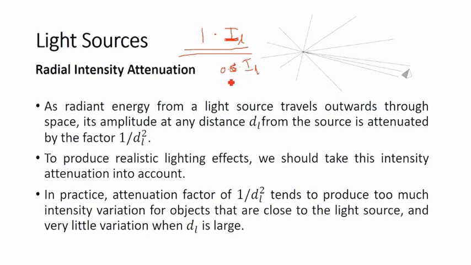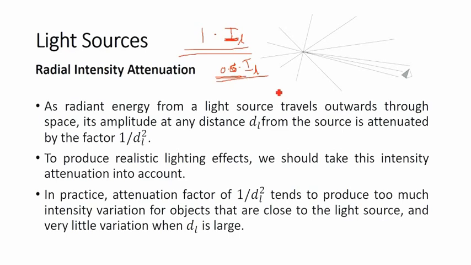So 0.6 into IL, meaning to say 60% of this light is what the object receives, so the rest of the 40% is actually attenuated, right? So this factor is what we try to use to depict the attenuation in the intensity, right?